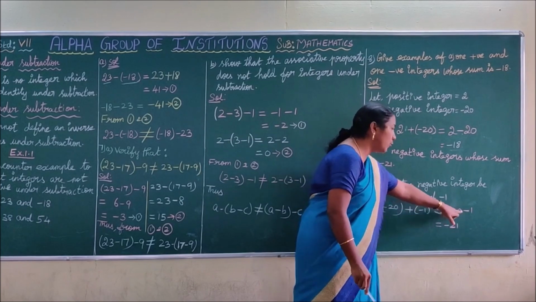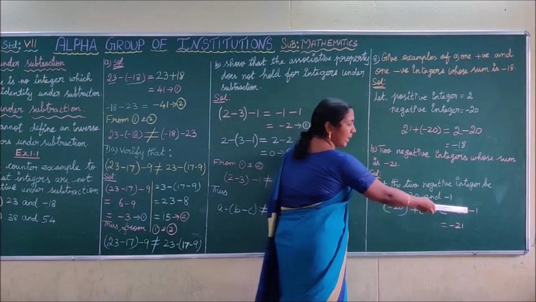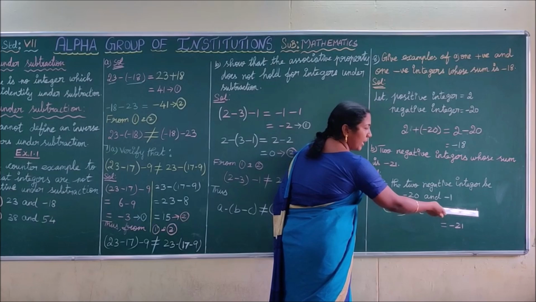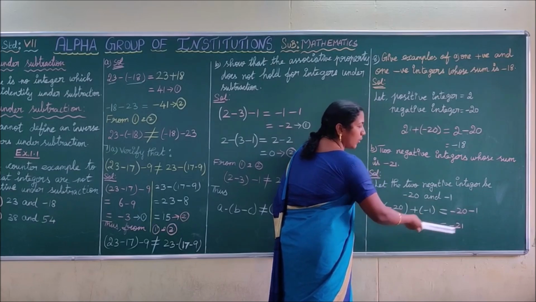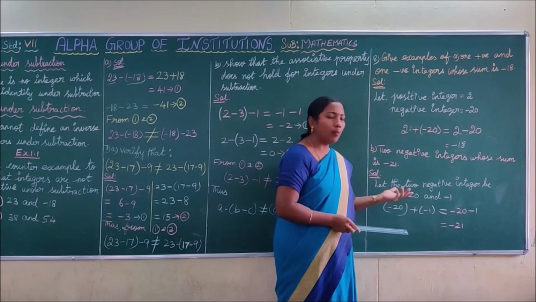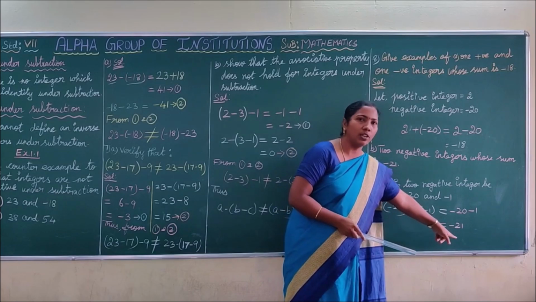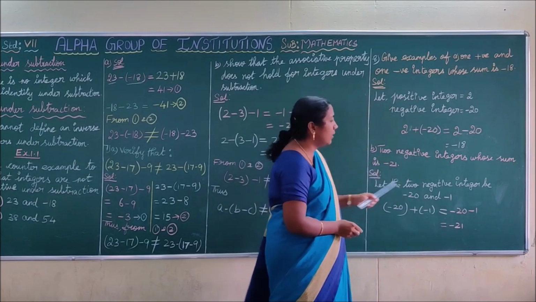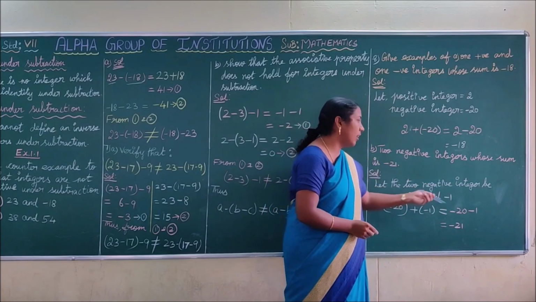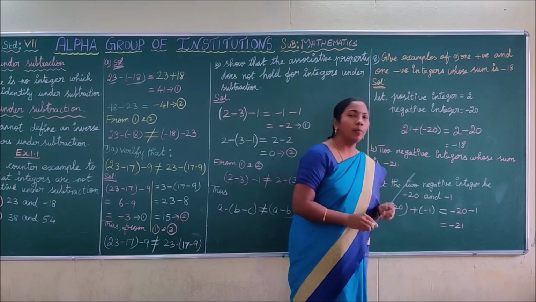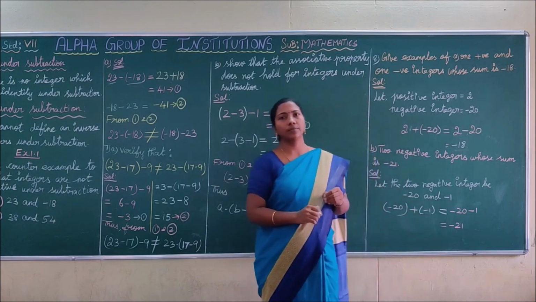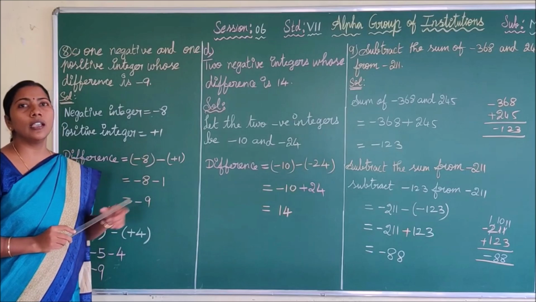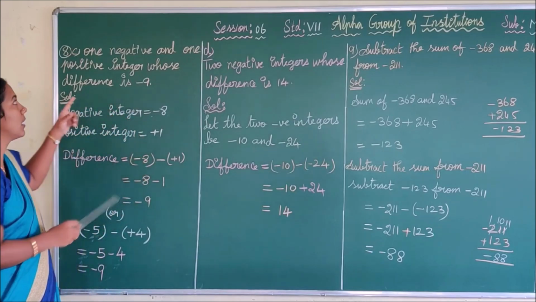Now I am going to remove the bracket. Plus into minus, minus. Plus. Minus 20 minus 1. What is the answer? Minus 21. You can also find some other numbers to get the sum minus 21, children. Okay. Thus we have found the two negative integers minus 20 and minus 1 to give the sum minus 21. It's clear, children?